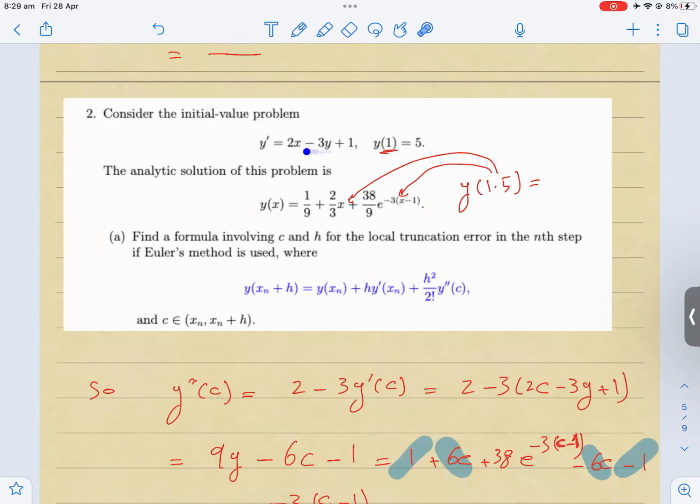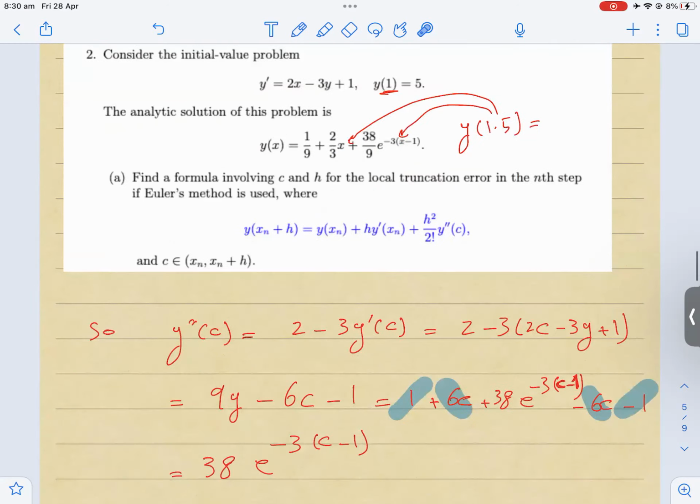Y prime of this guy, the standard way. So y of x, this analytic solution is given to us. The local truncation, which one will be this one? The local truncation for Euler's method is O(h squared).